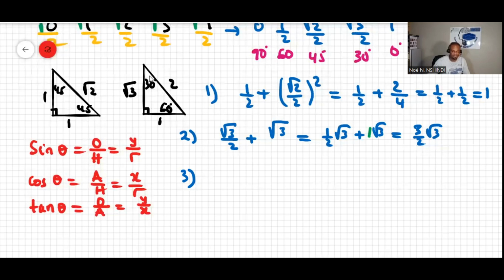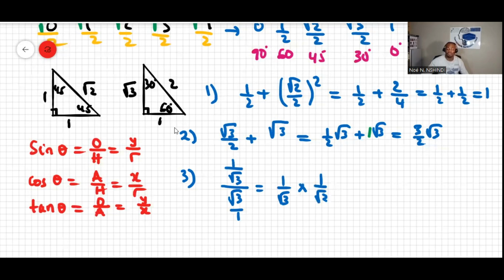So 1 over root 3 over tan 60. Tan 60 is here. Opposite is root 3 over 1. So it's going to be root 3 over 1. So that makes 1 over root 3 multiplied by the inverse. So it's 1 over root 3.